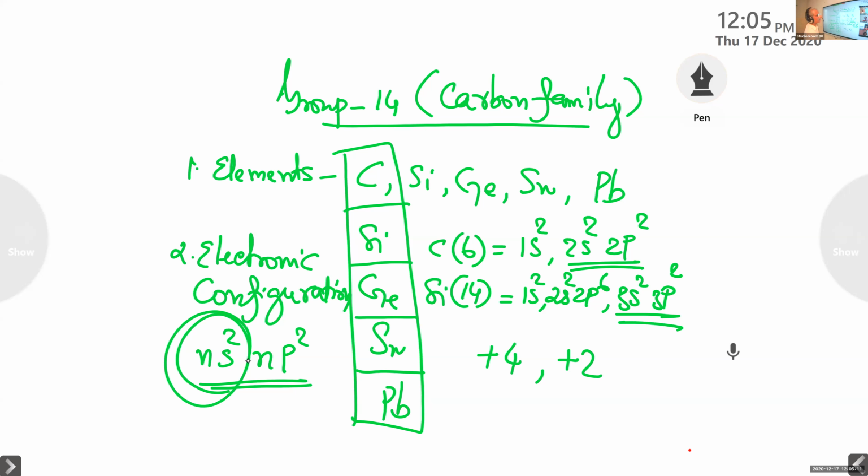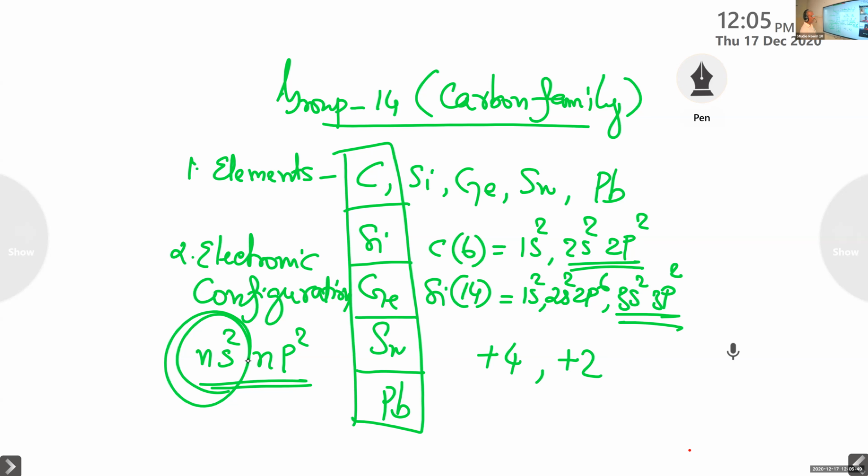The S2 electrons are lazy, as I am, unlike Vidur. I'm talking about me. I'm very lazy to take part in the reaction. Here, the S2 electrons are also inert. They are lazy to take part in the reaction. That's called the inert pair effect. Due to the inert pair effect of the S2 electrons, only the P2 electrons are involved. That's why lead shows predominantly the plus 2 oxidation state.